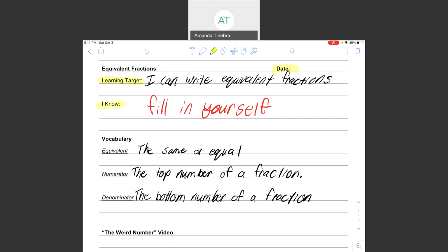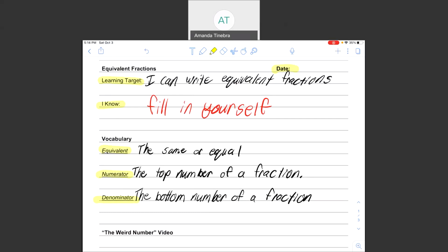Then we have three vocabulary words. We have equivalent, which means the same or equal. We have numerator, which is the top number of a fraction. And we have denominator, which is the bottom number of a fraction. So please have all of this written down and then restart the video when you're ready to go.